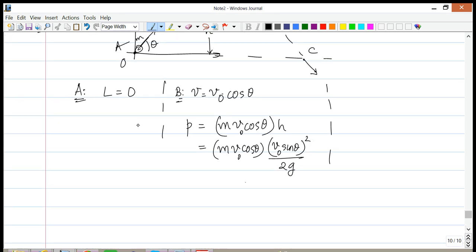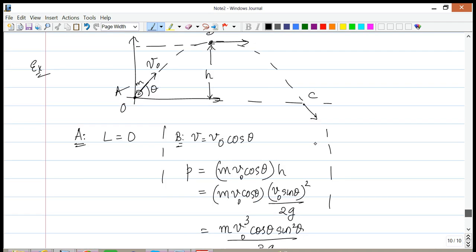Okay, so now you have all the components, and then you can write your momentum as m times v0 cubed times cosine theta sine squared theta divided by 2g. Great. So this is your angular momentum for B.